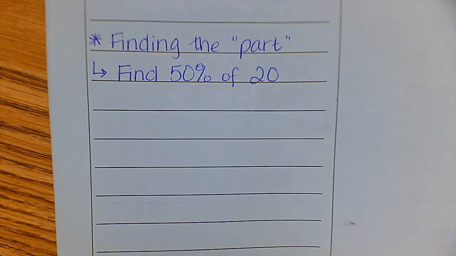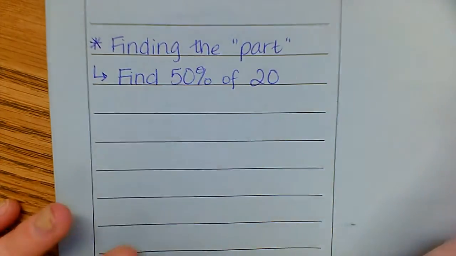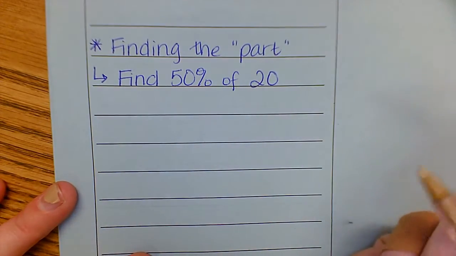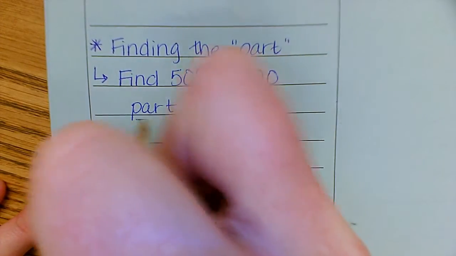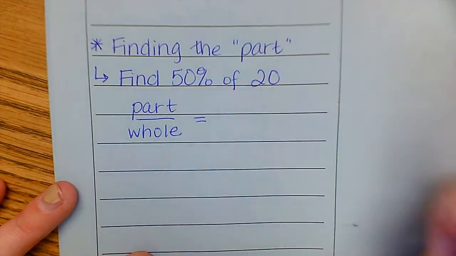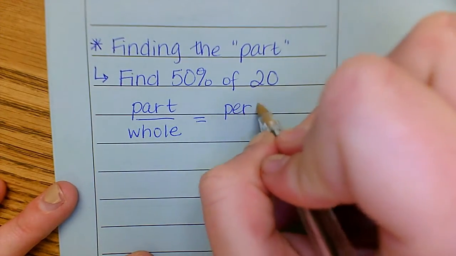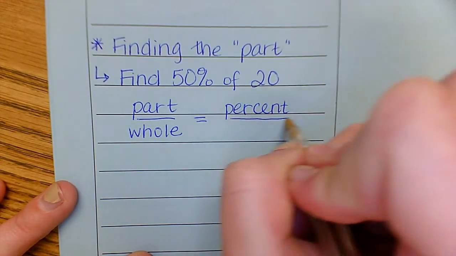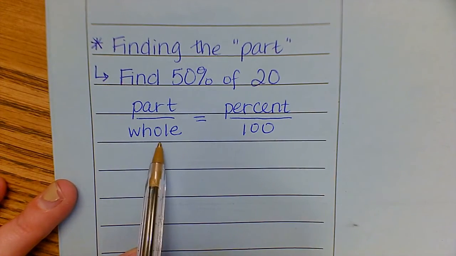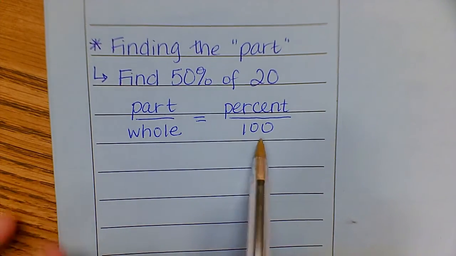So when we're setting up these problems, we're going to keep a bit of a pattern. Again, this is going to be proportions, so we have two fractions equal to each other. For these proportions, we're going to have some sort of part out of a whole that is equal to some sort of percent that's out of 100. So it's the part over the whole, part over the whole.